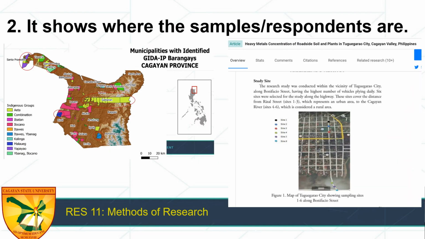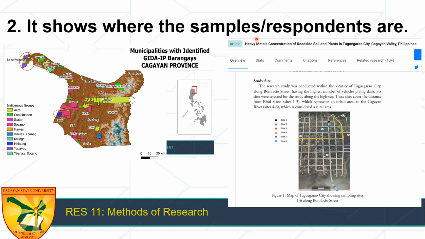Second, it shows where the samples or respondents are. So, for example, in this proposal with the Department of Health, we have covered the whole of Cagayan province, specifically the municipalities with identified GIDA IP barangays. You can see here at the left side the legends for the colors of the indigenous groups.